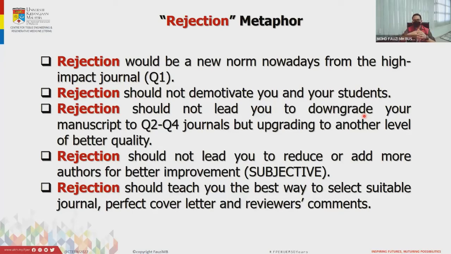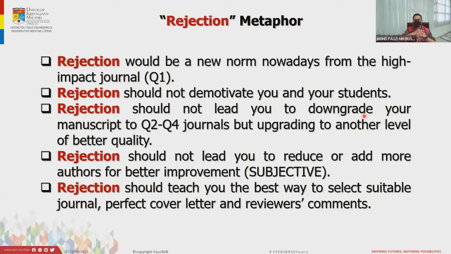Rejection should not lead you to reduce or add more authors for better improvement. This one is subjective. Sometimes we need to add because of a specific suggestion, maybe from the previous rejecting journal or from a reviewer, maybe someone from economics or engineering, to put in their own perspective for that paper. So we could add that. That's why I put subjective.